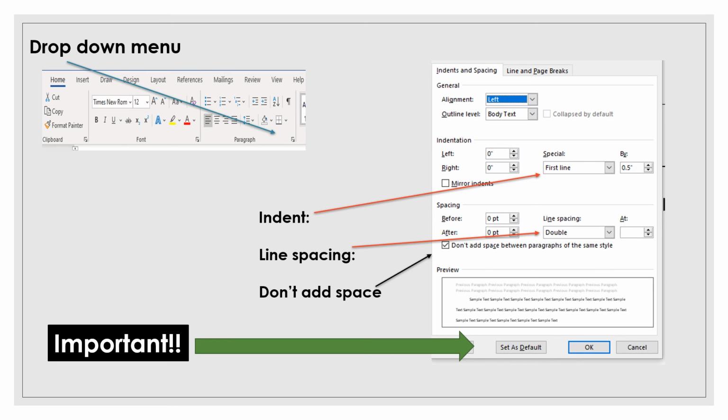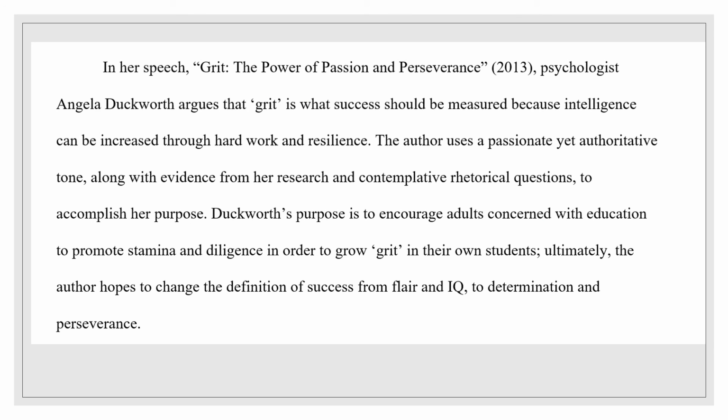Another important strategy is to set this as a default. If you set it as a default, it means every time you type, if you're using this program, those settings will be automatic. Okay, make sure that you also hit OK, so the settings are saved. And then you will have a précis that looks exactly like the model.